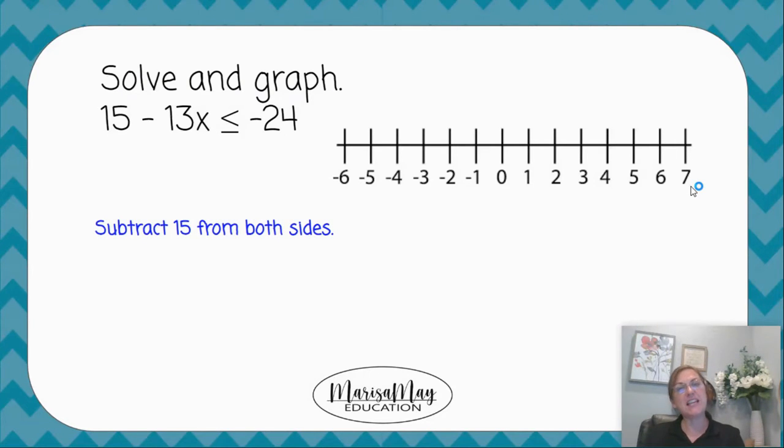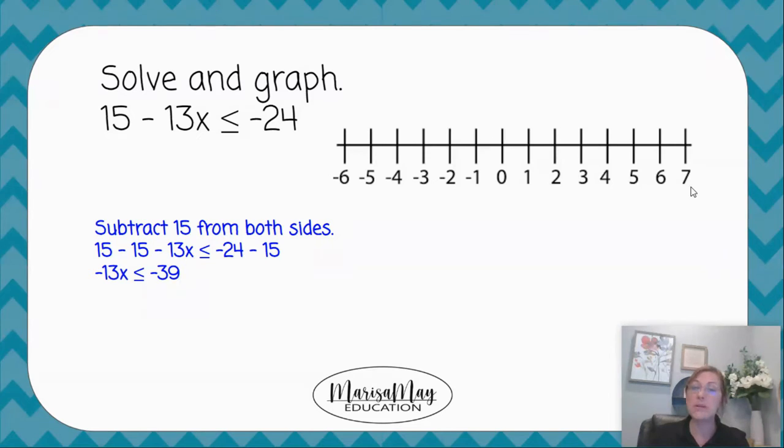We subtract 15 from both sides since that's the opposite of adding 15. And you'll notice again that I'm doing it to both sides of the equation. That's very, very important. Well, that leaves me with negative 13x is less than or equal to negative 39. Now, when I see negative 13 times x, we're going to do the opposite of multiplying by negative 13, which is to divide by negative 13.